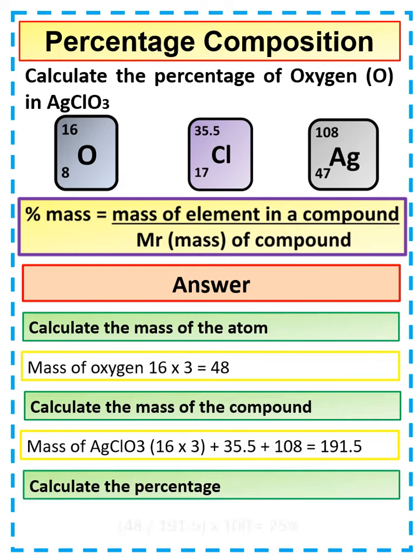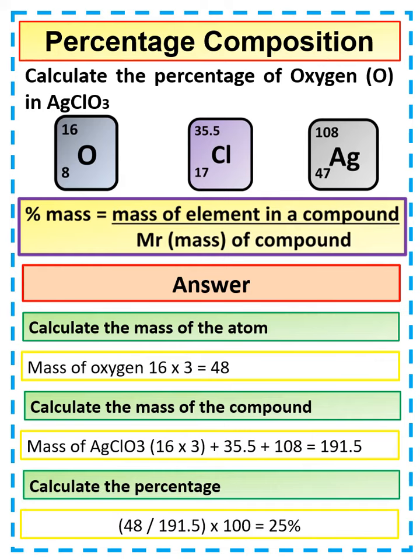And finally, to calculate the percentage mass, we're going to do the mass of the oxygen, which we've worked out here is 48, and we're dividing that by the total mass of the compound, which is 191.5. Then we times that by 100 because we turn it into a percentage, which will give us an answer of 25%. So those are the steps that you need to follow if you're calculating percentage by mass.